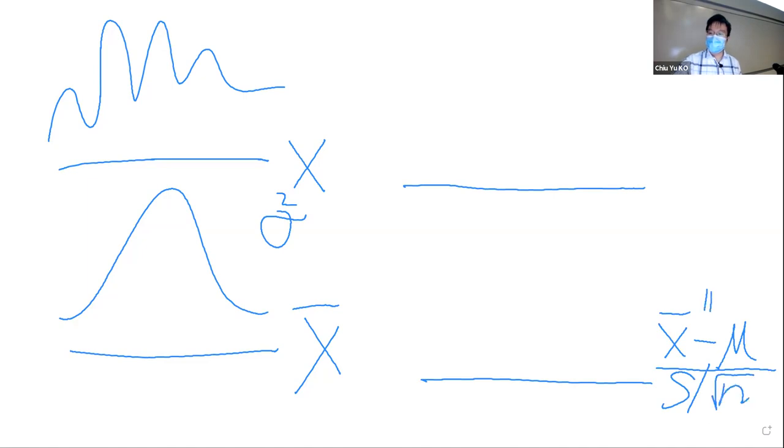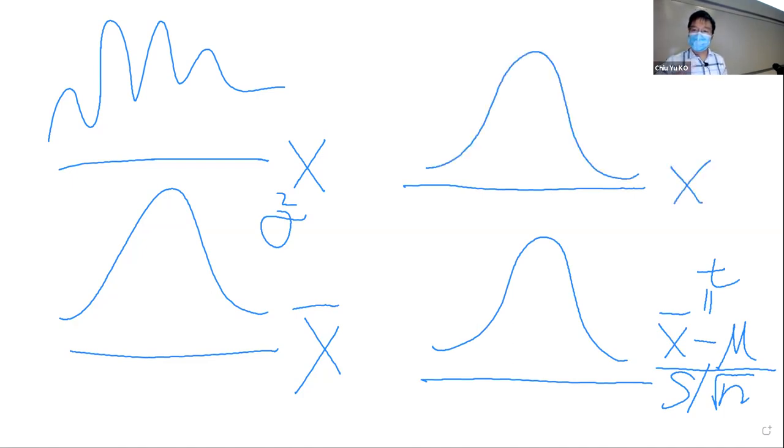Which we got T, okay? But for this to be a T, we need to assume that this, the original data, is normal. So for everything we talk about T, we need to assume that the underlying thing is normal. And the question is, how often or how likely is this to be true?